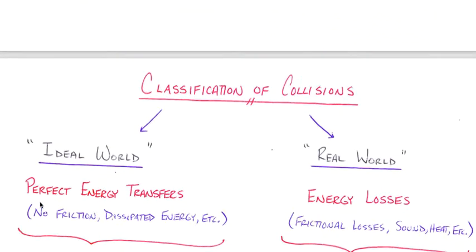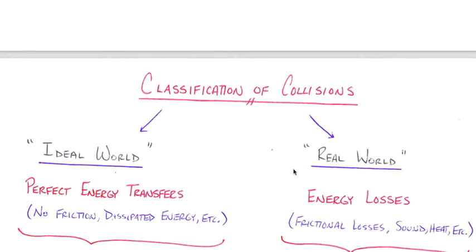So in order to better understand this classification of collisions, we have to realize that this whole classification system comes from two ideas. The ideal world, and that's kind of that world of the physics problems where it says ignore friction, ignore air resistance, things like that. In an ideal world, we have perfect energy transfers. So that just means no friction, no dissipated energy, etc. In an ideal world, if I dropped a bouncy ball, after it hit the ground, it would bounce back up to the original level that I dropped it from and would continue to do that perpetually. It would never run out of energy.